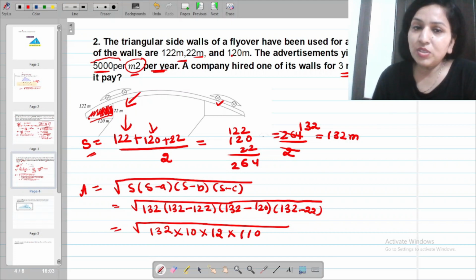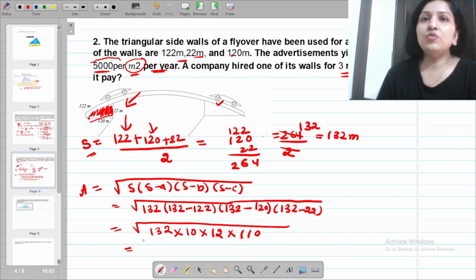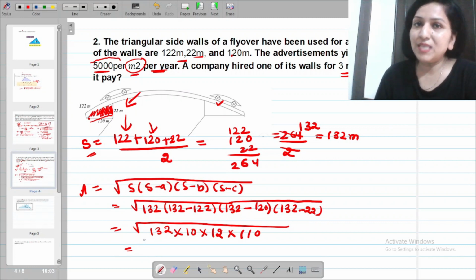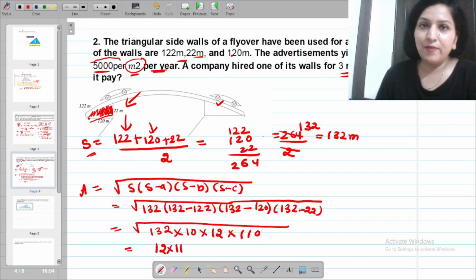Now what is the rule? We have to find the square root. Let us be smart enough to split the numbers so that we get two similar numbers inside the root and we can pick one number out. How do we get 132? 132 can be written as the product of 12 and 11. If you factorize 132, it will be written as the product of 12 and 11.